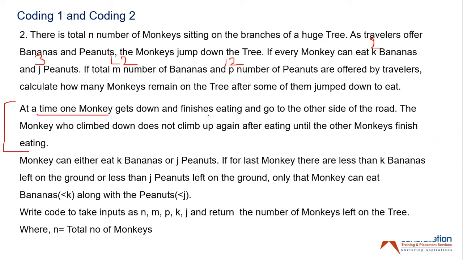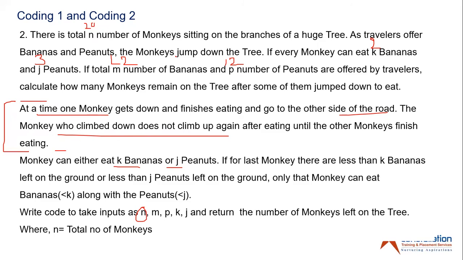Now there is an assumption given here. At a time, one monkey gets down, finishes eating and goes to the other side of the road. The monkey who climbed down does not climb up again. They don't want to make it complex, so that's the reason they have given this part. Now a monkey can eat either K bananas or J peanuts. They cannot eat together until the bananas are less than their capacity or the peanuts are less than what they can eat. Then only will they go for the other one. Otherwise, they will not. And n is the total number of monkeys, which is given as 12 in the question.